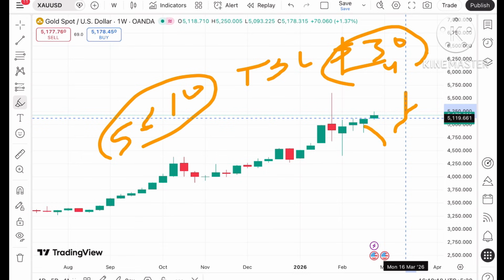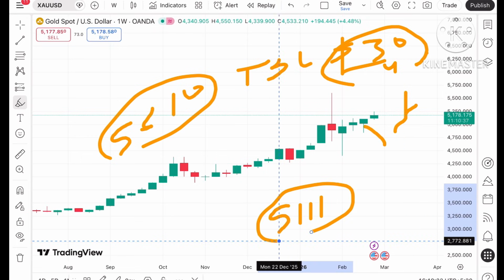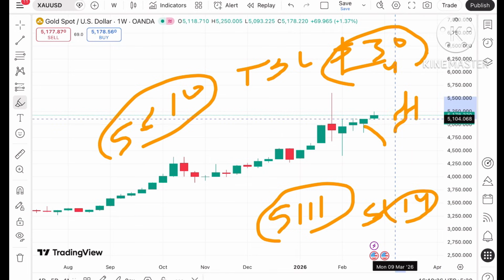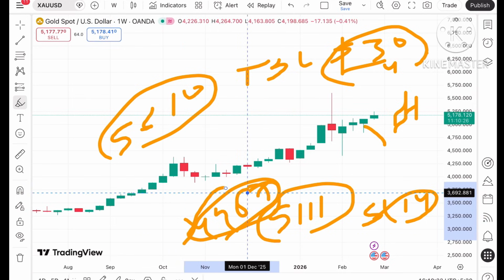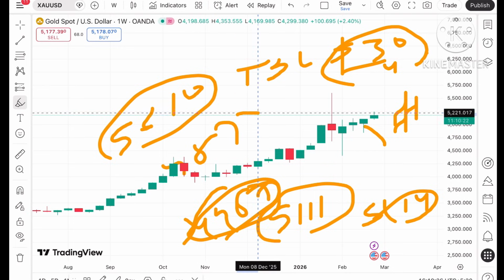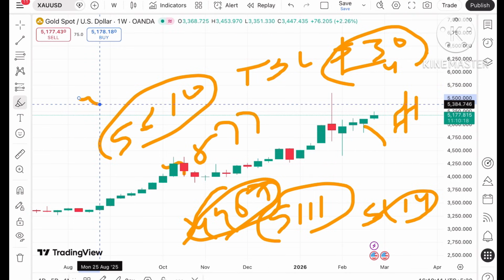So at least you'll capture the upside movement. But if it starts coming down, it can come down towards $5111, and if the price moves below that level, we can see a level of 5104. If the price starts going below that level, we can see a level of $4987. If it goes below this level, a further downfall can be seen, and from there we can see a level of $4877 to around 4854, and if that doesn't sustain, a further fall can be seen.